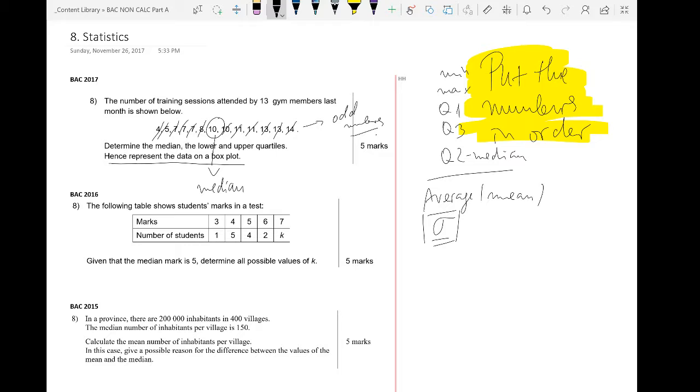But if we have even number, for example, 1, 1, 2, 2, 3, 4, 5, 6, see we have 8 numbers, so then we don't have a number in the middle. So this is the average, the mean. 2 and 3, 2.5 is the median in this case. Okay, let's find now the Q1.